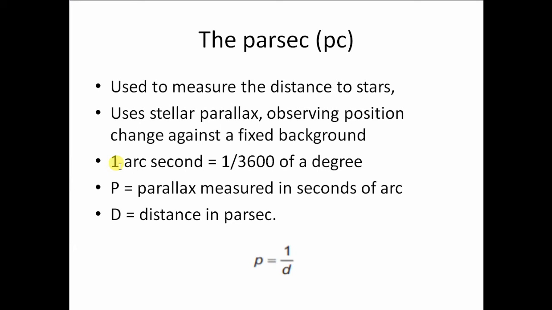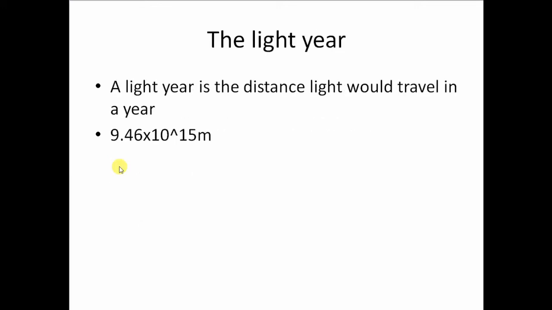And yeah, the final astronomical unit is the light year, which is basically how far light can travel in a year at 3 times 10 to the 8 metres per second, and that is approximately equal to 9.46 times 10 to the 15 metres. And just if you were interested, a parsec is approximately 3.26 light years.